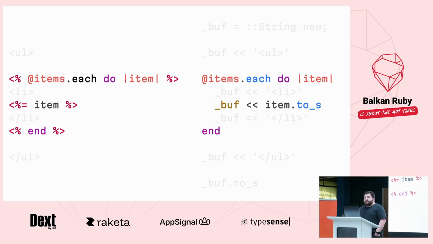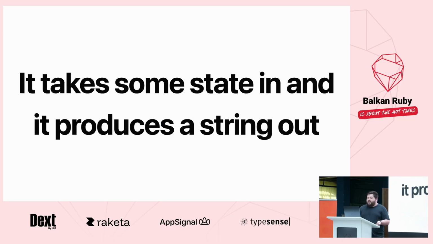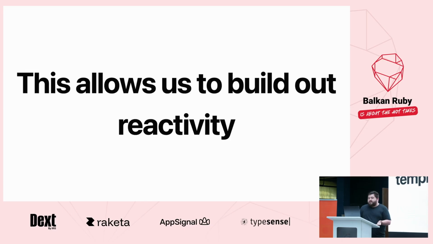So we can say whenever we are rendering an ERB tag, we are returning a string as a result. And in the end, we don't really care about what's inside of the tag. We just care that it's returning a string to us. So it takes some state in, and it produces some string as an output. When you render an ERB template as well, you also get a string as a result, because that's what you are rendering. You are rendering an HTML string of your templates. And these two basic principles are what allow us to build this reactivity.